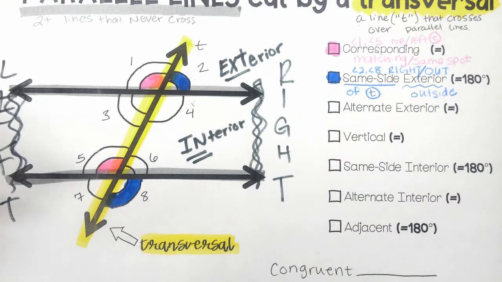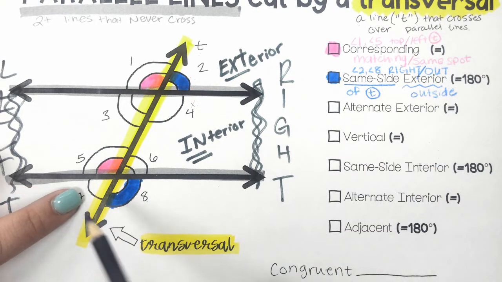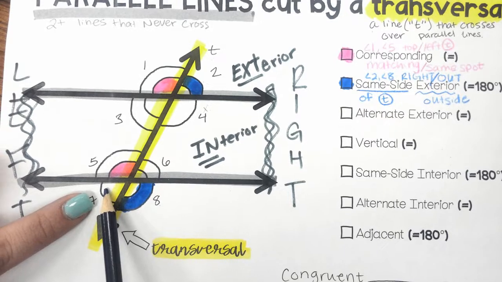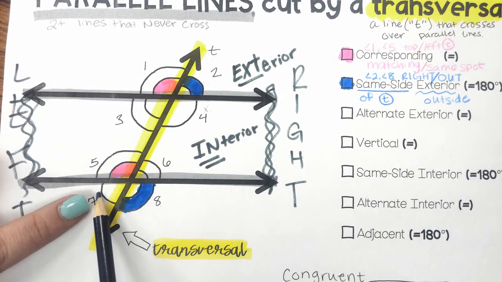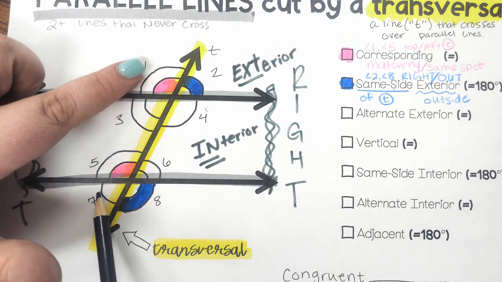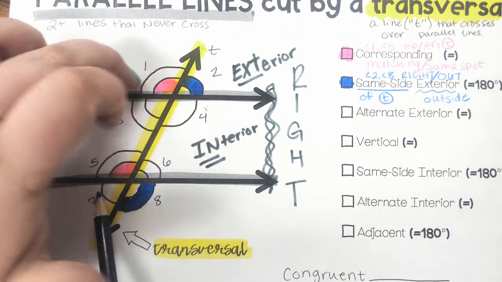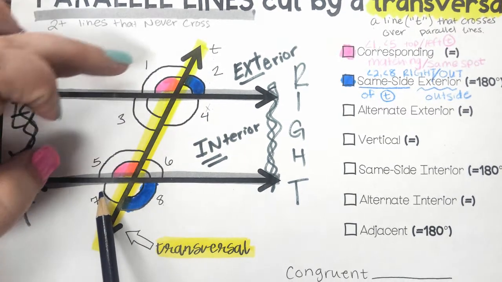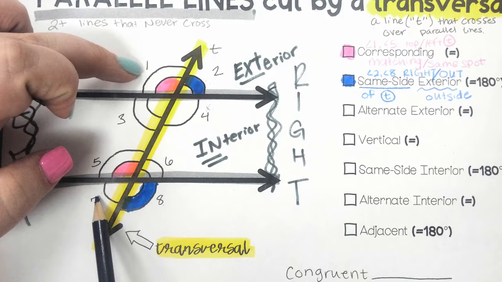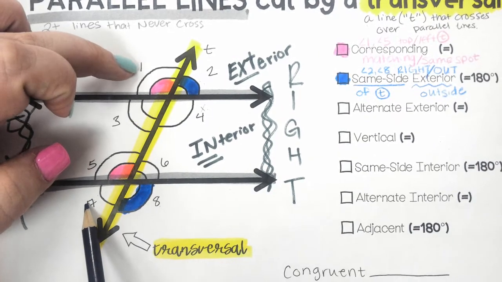Another outside angle I could look at is angle 7. Now angle 7 is on the left outside. The other line has outside angles 1 and 2. On the left is 1. So angles 1 and 7 are also same side exterior outside angles.